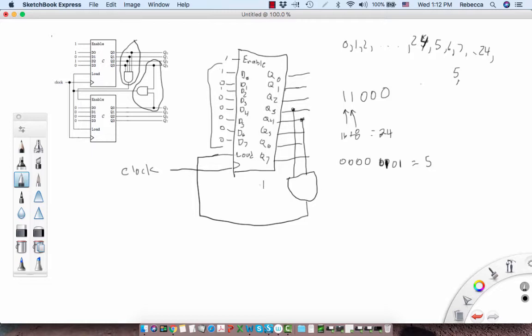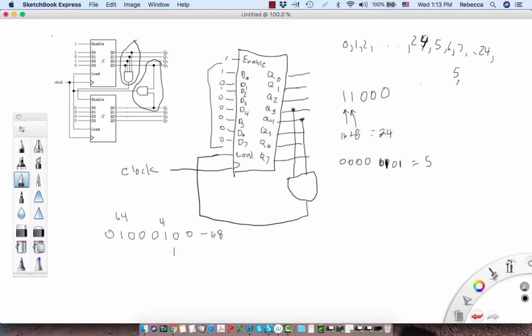If you happen to start with any number that's not between 0 and 24, then what's going to happen is it will count up until the next time that both Q3 and Q4 are equal to 1. So if you had something like 0, 0, 1, 0, 0, 0, 1, 0. Let's see what value that is. This is the 1's place, the 2's place, the 4's place, 8, 16, 32, 64. So this value is 68.